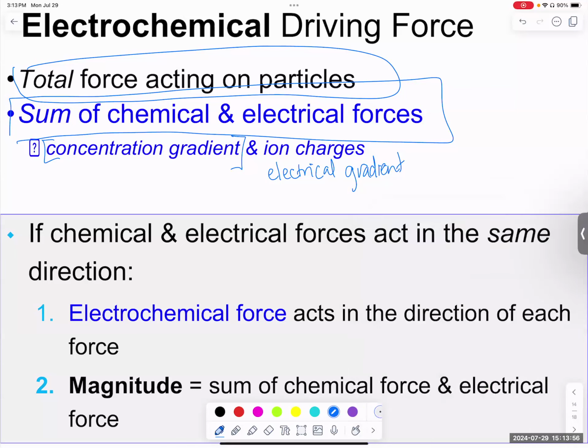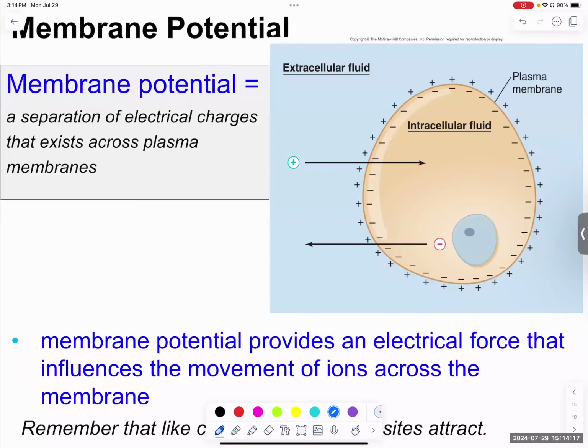Now, if the chemical and electrical forces are acting in the same direction, that's a huge driving force to go into the cell. So electrochemical forces can act in the same direction, but they can act in opposite directions. And I'm going to give you an example of that in a minute. But the absolute magnitude is the sum of both the chemical and electrical forces. And so let me give you an example.